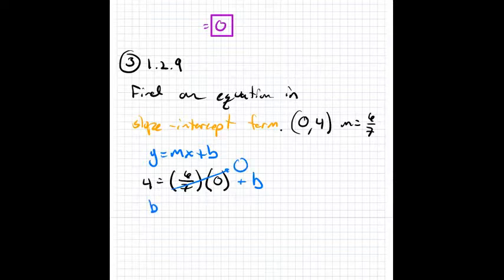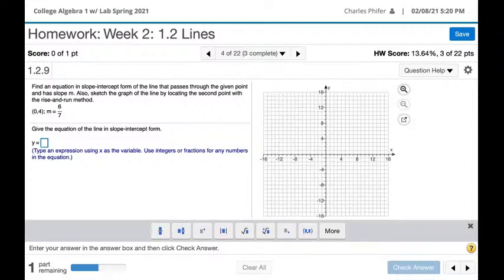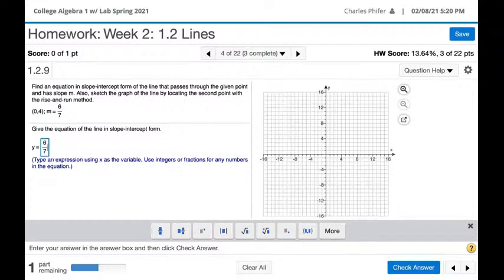So then the equation is going to be y equals... Okay, let's go back and answer the question that was being asked. So y equals, using x as the variable, use integers or fractions. 6/7x plus 4. 6/7x plus 4. Okay. And then graph, let me see my time.